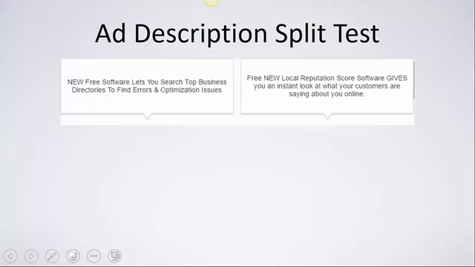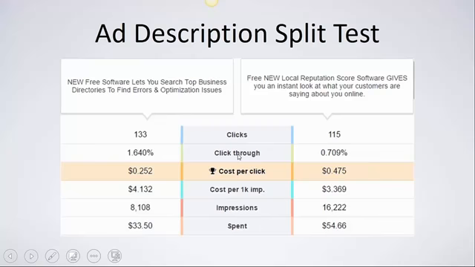Ad description split test. Number 1: New free software lets you search top business directories to find errors in optimization issues. Number 2: Free new local reputation score software gives you an instant look at what customers are saying about you online. Number 1 or number 2? What do you think? Come on, I need everybody chiming in here. Listen, I already know the answers to all this. This is for you. And when you engage with me and you put down an answer in your mind, you're making a commitment. And when you're wrong, trust me, subconsciously, you're going to want to be made right. So you're going to learn this much faster if you're engaging than if you're just sitting back listening, doing something else. Okay, those of you that said number 2, you're wrong.